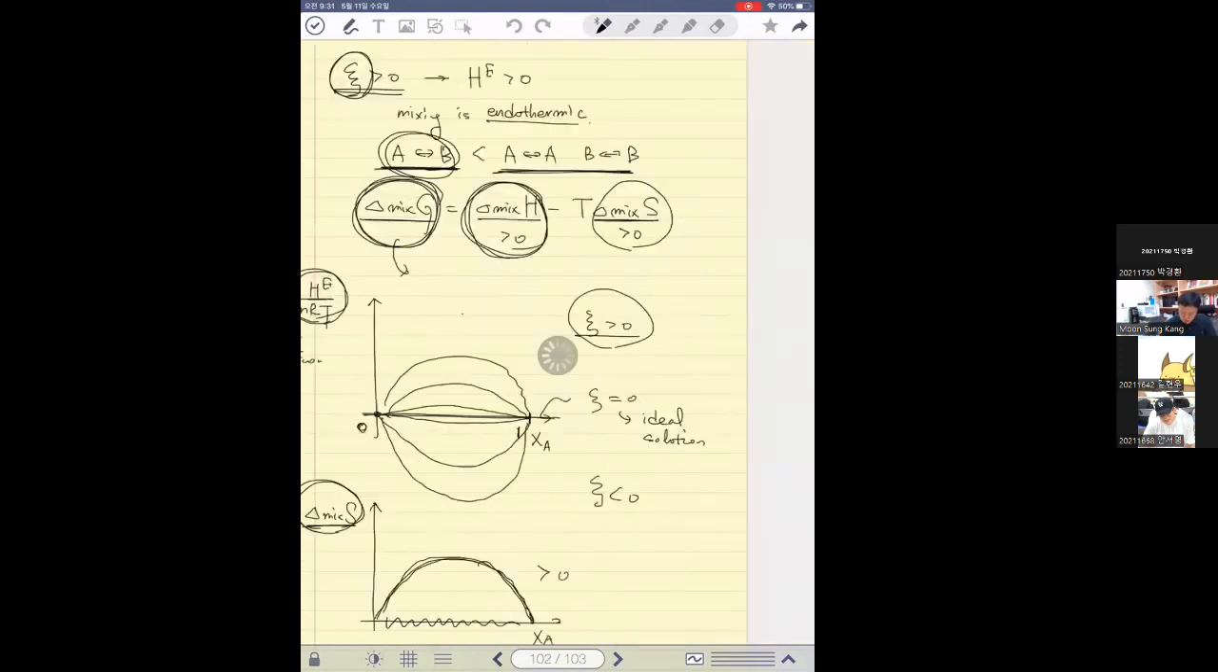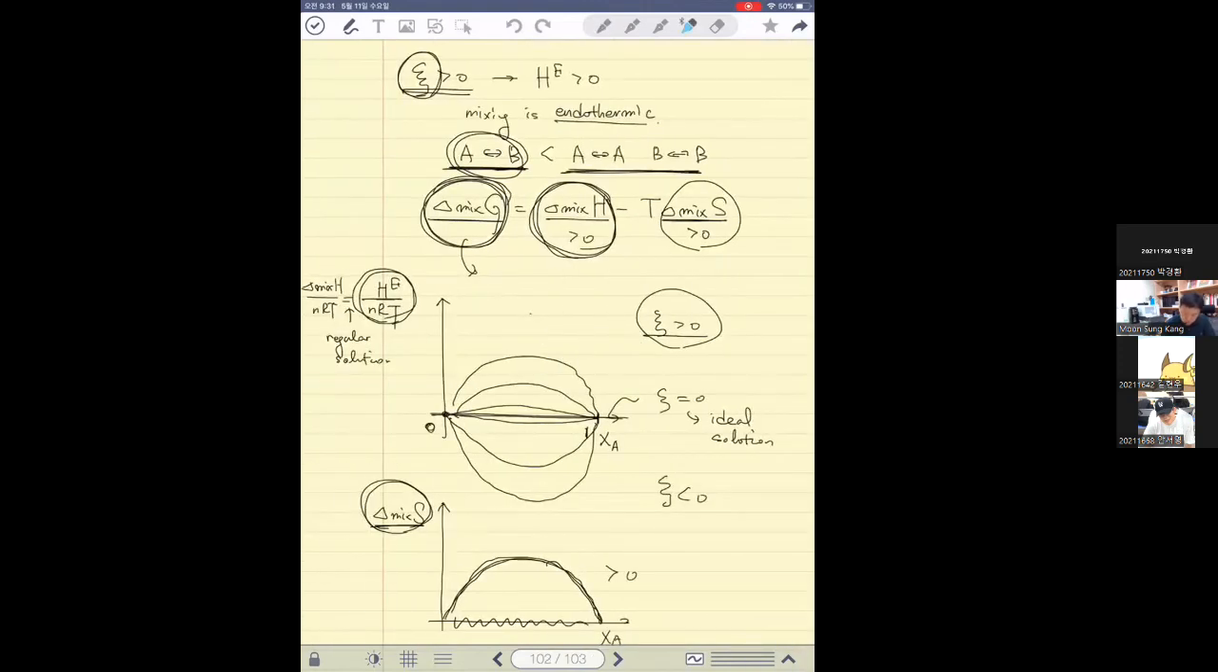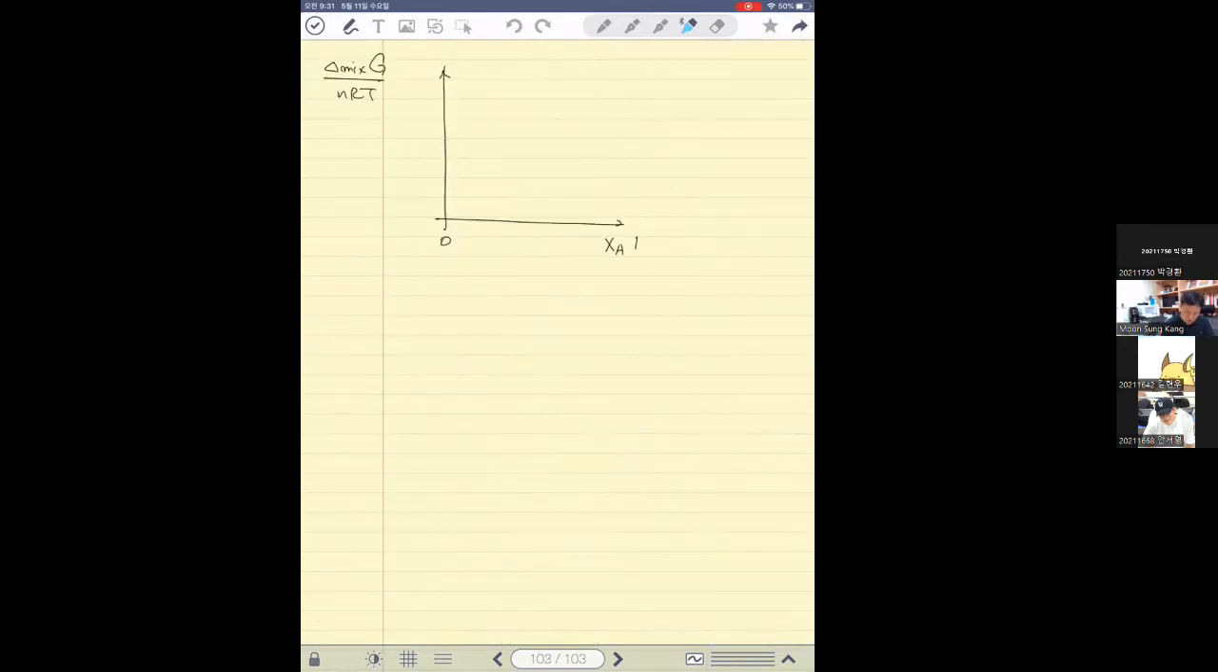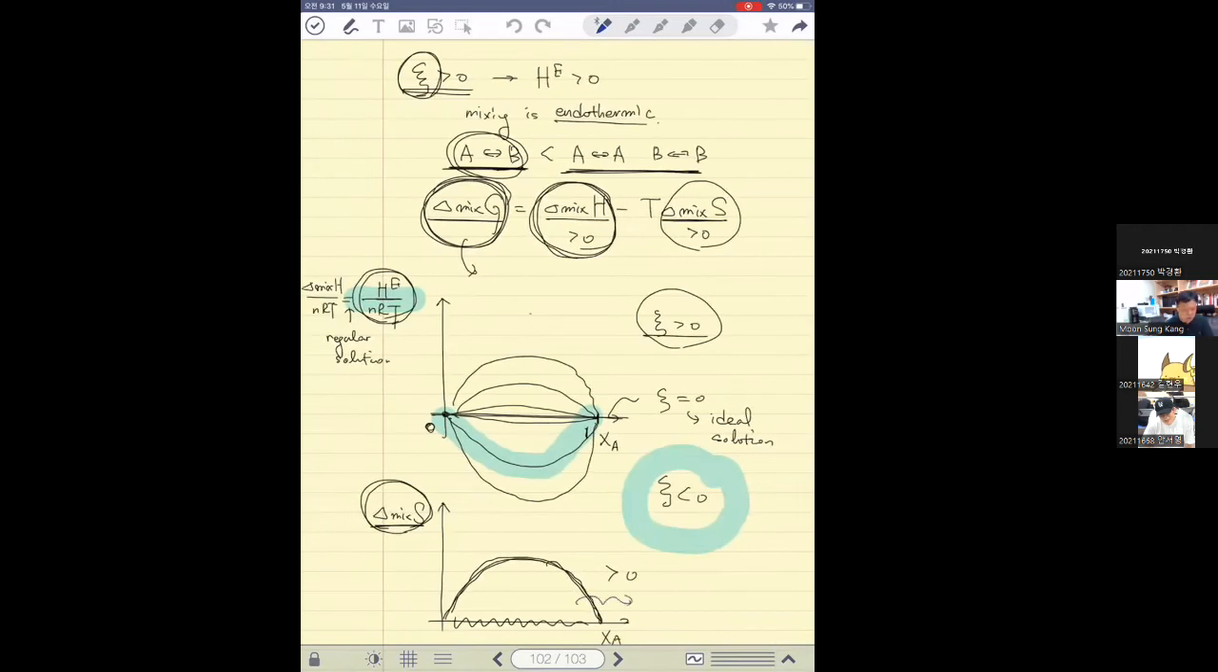Now, let's first think about this case here, where we had a negative squiggle, or a negative excess function. In order to calculate this, what we're going to do is we're going to have n squiggle RT XA XB, which turns out to be the excess enthalpy, minus T.